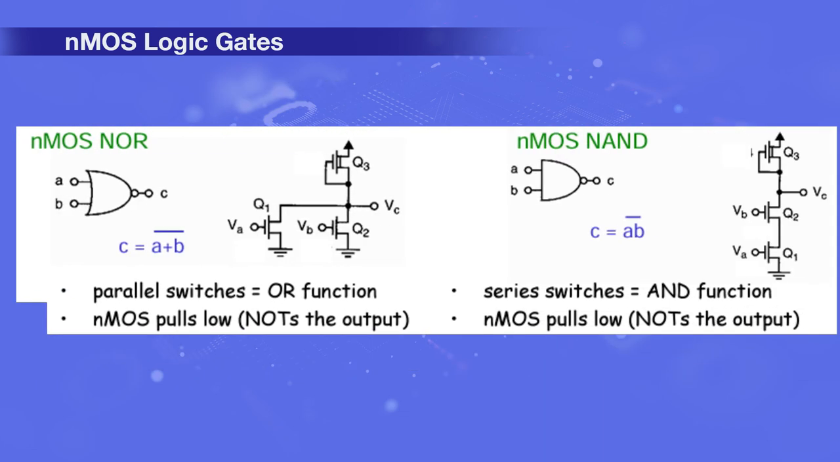So here is an example for an NMOS NOR and an NMOS NAND. So always remember, the pull-up network consists of the PMOS and the pull-down network always consists of the NMOS. So there will be a PMOS circuit on the upper side and an NMOS circuit on the lower side, and the same value will be given for the inputs of the NMOS and the PMOS.